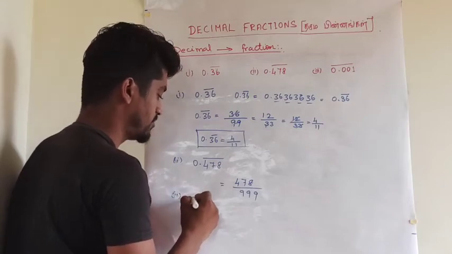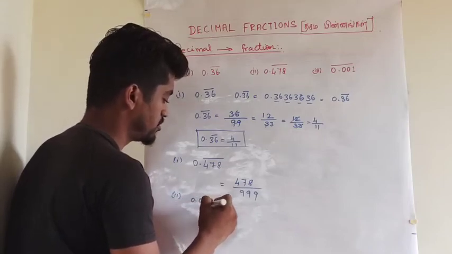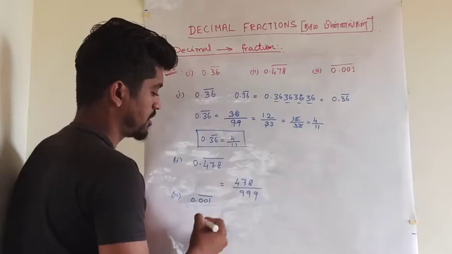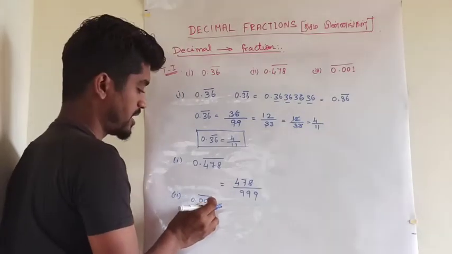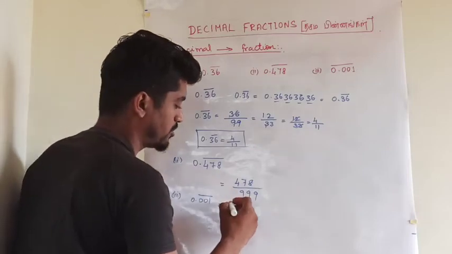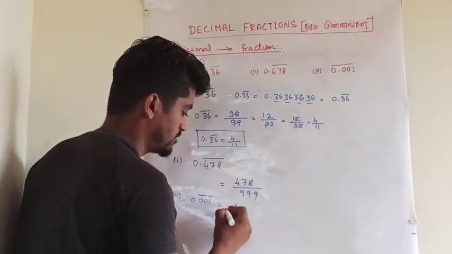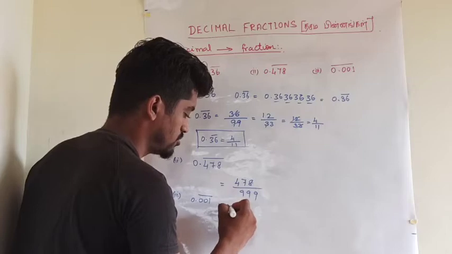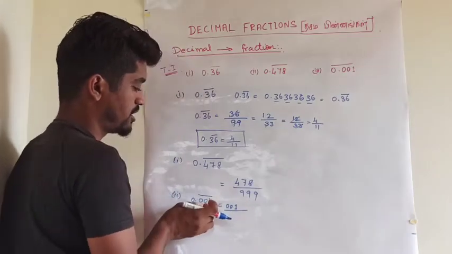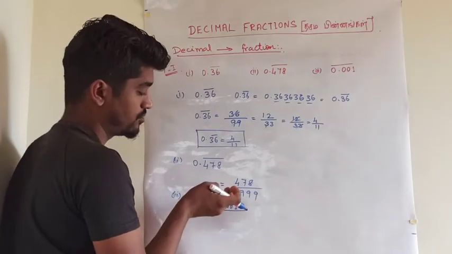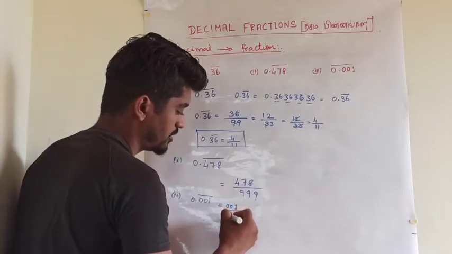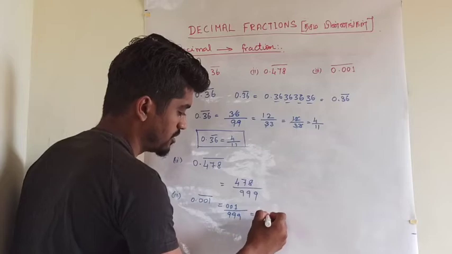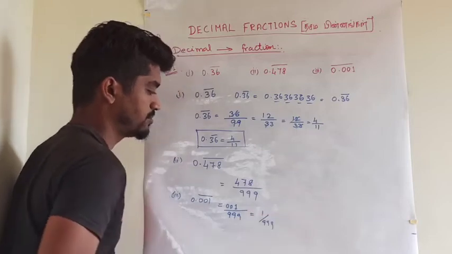And the third example is 0.001 bar. We have to write it like this: first write the value which is after the decimal point, 001. Here 3 digits have the bar value, so we have to write 3 times 9, so it will be 1 by 999.